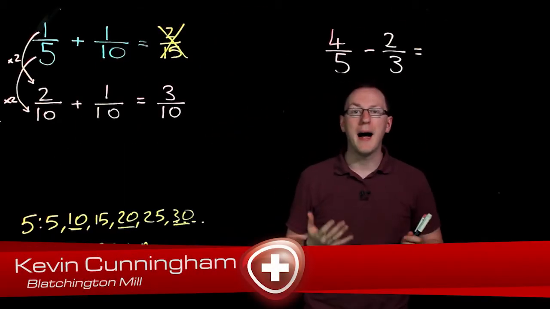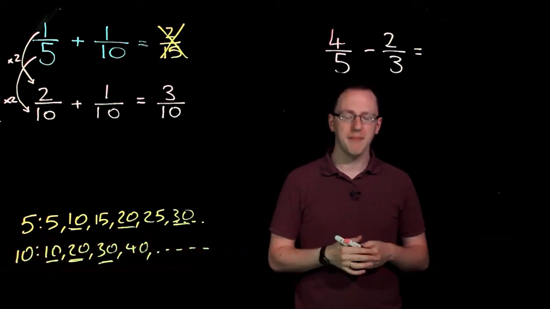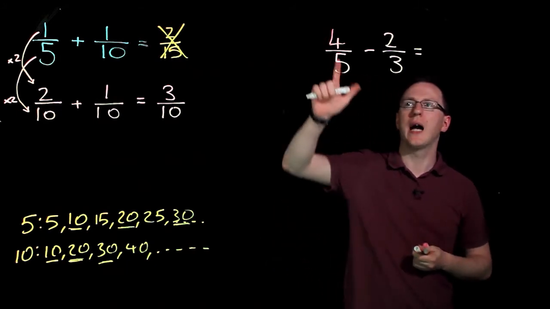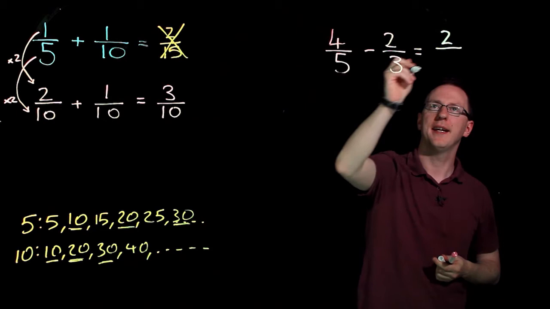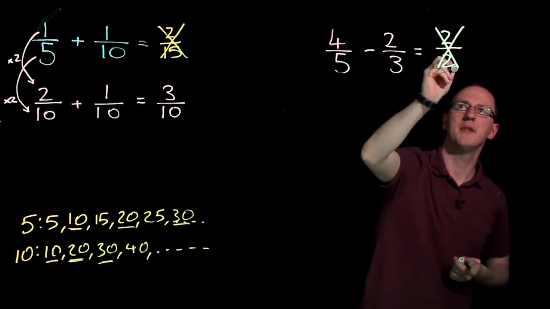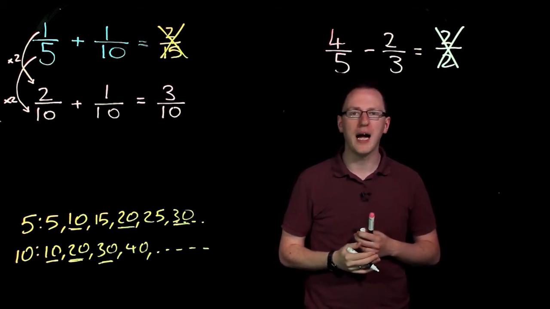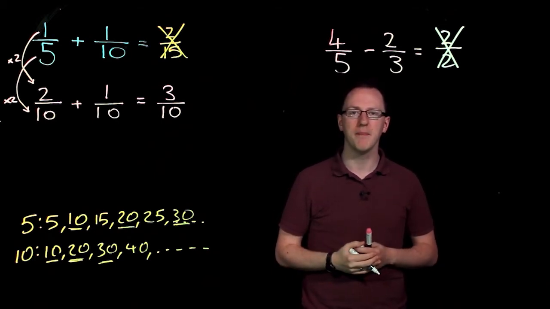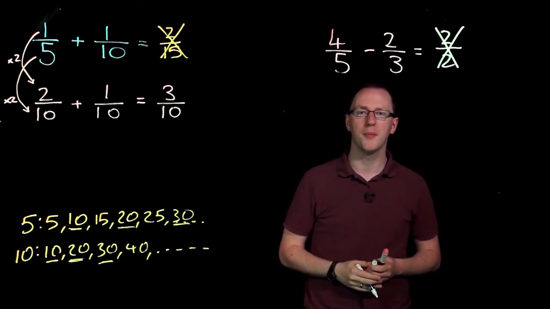Okay, so we're going to look at adding and subtracting fractions. And remember, we want to resist the temptation to just subtract or add the numerators to get 4 take 2 is 2 and 5 take 3 is 2. We want to resist that temptation, because when we're adding and subtracting fractions, we want to make the denominators the same. We want to change the fractions to equivalent fractions where they share a denominator.